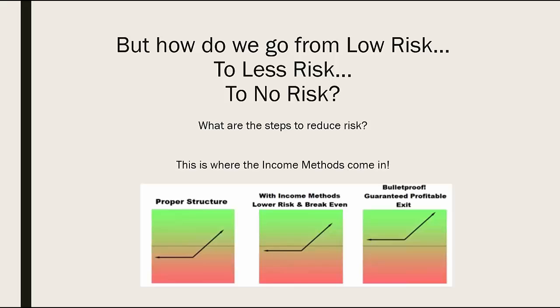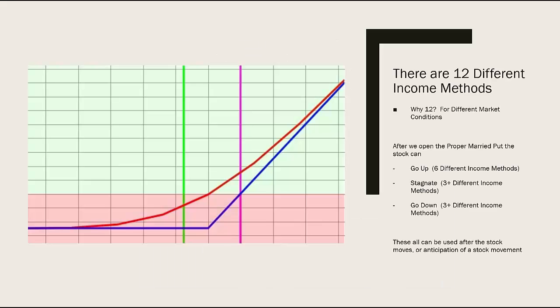But how do we go from low risk to less risk to no risk? What are the steps that we use to reduce the initial at risk and potentially bulletproof the trades? This is where the income methods come in. There are 12 different income methods that we use on the initial proper protected structure. Why 12? Well, for different market conditions.